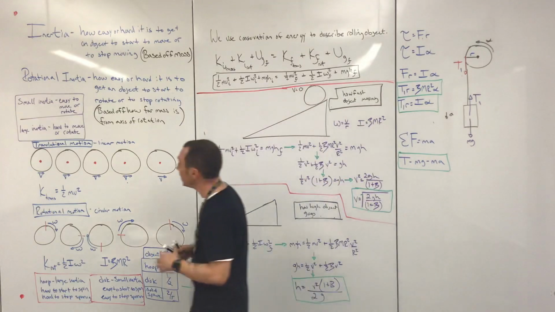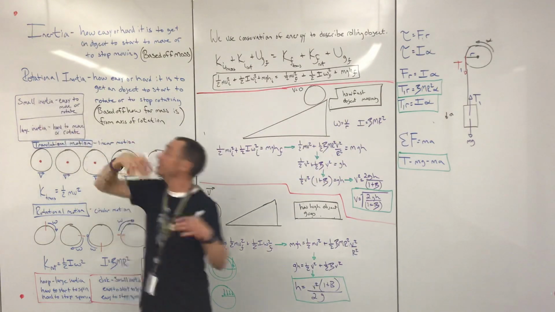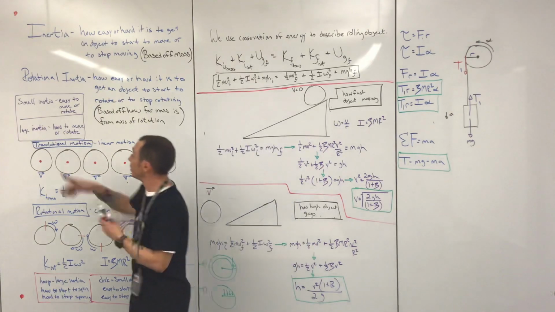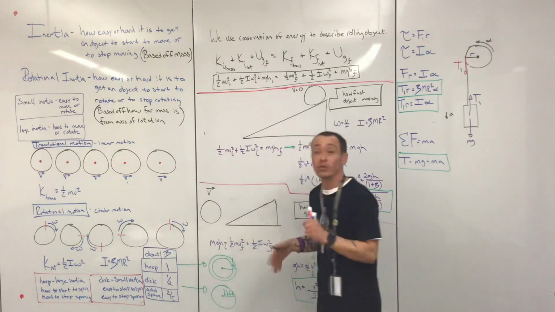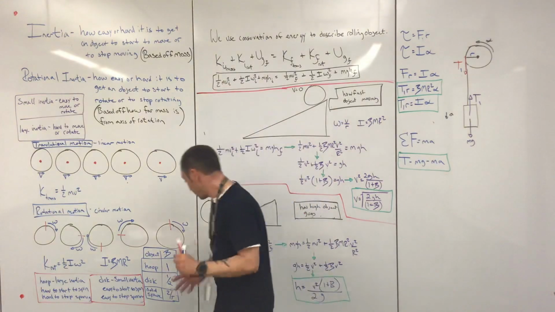So what does that mean? Just like with small and large, small inertias mean easy to move or rotate. Larger inertias mean harder to move or rotate, or harder to stop rotating or stop moving. I'm going to think of it both ways.